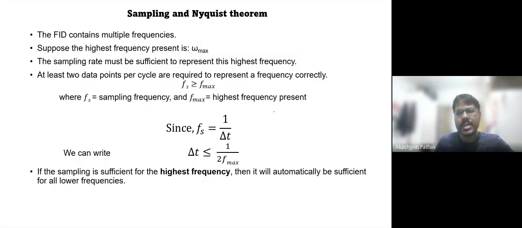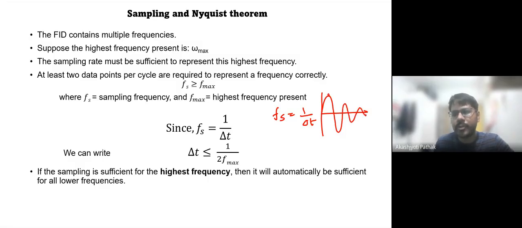So the frequency at which you are capturing the signal should be at least equal to the maximum frequency, or greater than that particular frequency. Your sampling frequency is related to the dwell time. You have one point where you are capturing the signal, and another point where you are capturing the signal. This is your dwell time, delta t, and your sampling frequency is 1 by delta t.